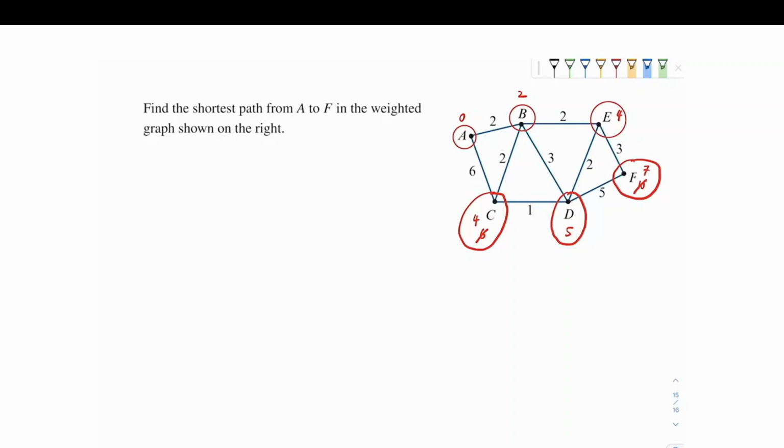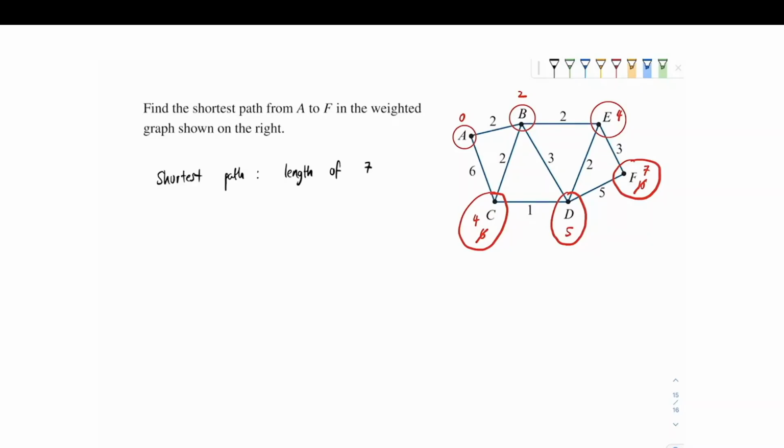And now we've circled our graph. So basically, we've now got the answer. So the shortest path has a length of 7. So I'll write this down. So the shortest path has a length of 7.